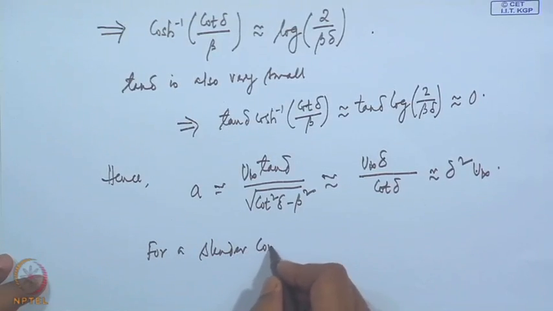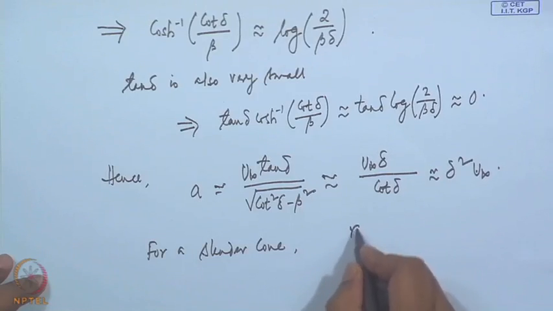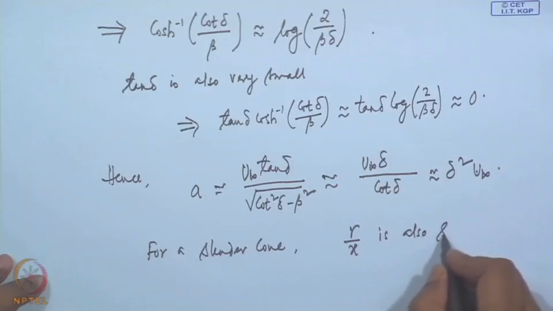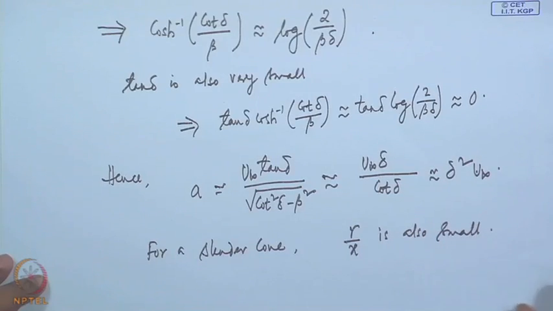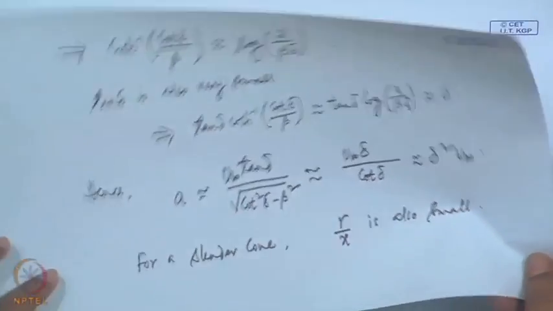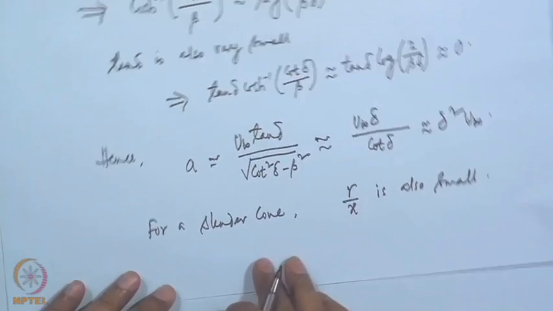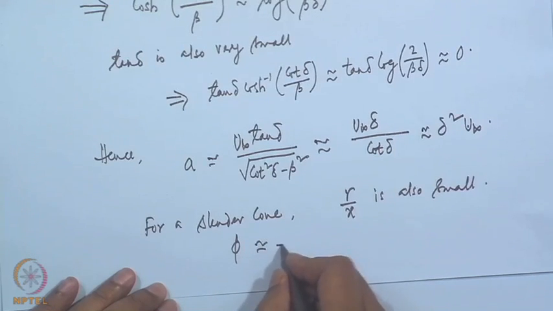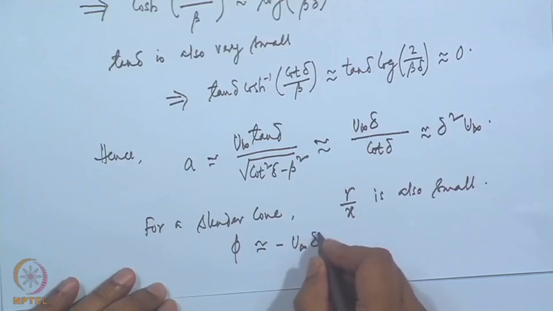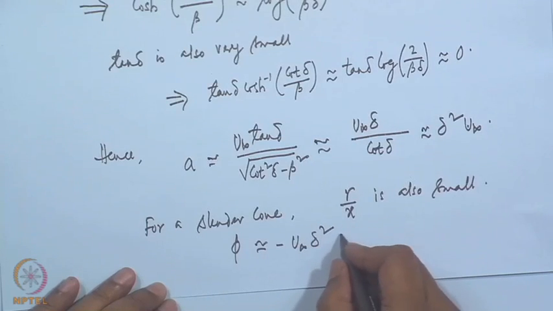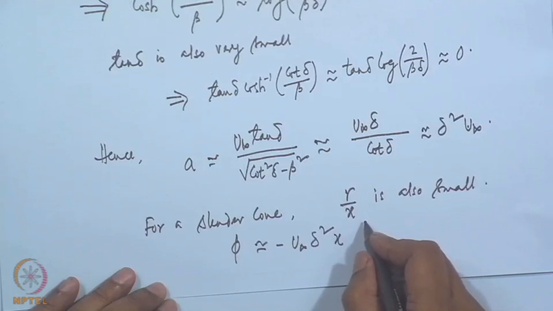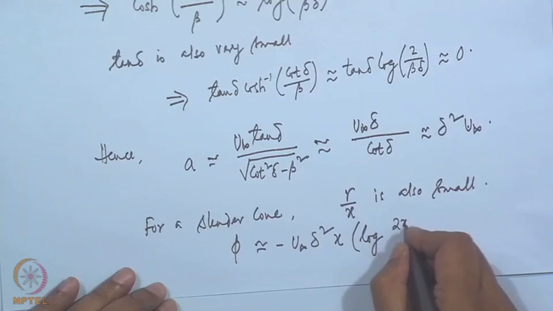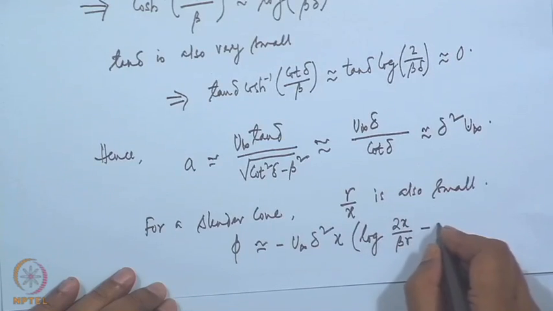For a slender cone r by x is usually small, and the potential function, the perturbation potential function, then becomes phi is minus u infinity delta square into x log 2 x by beta r minus 1.